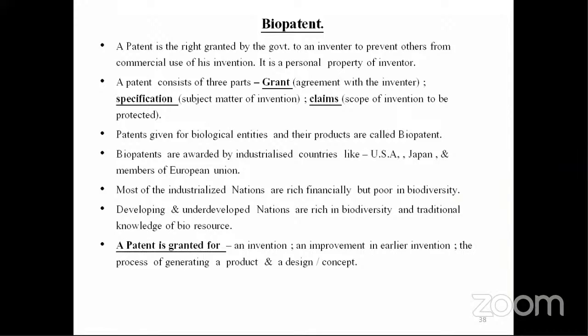That means that there should be no claim by any other person that yes, they have already done this before this person. So all these things are taken into consideration, and if everything is clear, then that person who has invented something new will be given the patent of it. Okay, that is known as patent. Then patents given for biological entities and their products are called biopatent. Okay, so biopatents are awarded by industrialized countries like USA, Japan, and members of European Union.